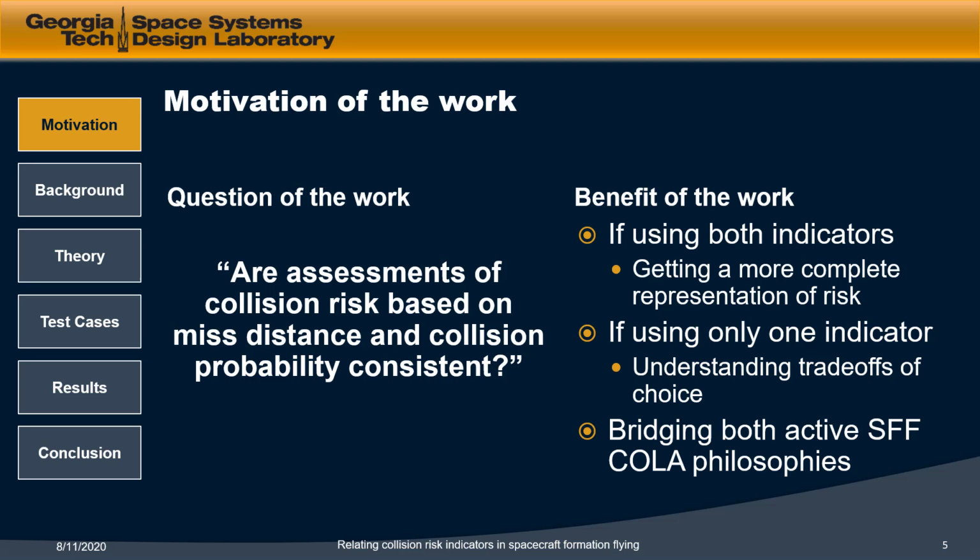First, if both indicators are used, then understanding the relationship between them can help give a more complete representation of collision risk. Second, if only one indicator is used, then understanding the relationship between both indicators can help understand what trade-offs there are in choosing one indicator over the other, as well as understanding whether or not they can be used interchangeably. Overall, understanding the relationship between missed distance and probability of collision is a step toward bridging the different philosophies of active collision avoidance methods. Without further ado, let's dive right in.